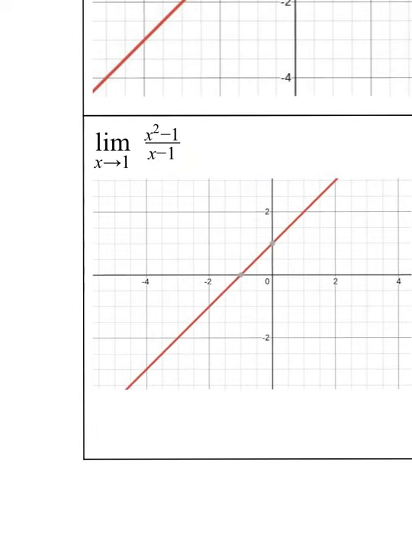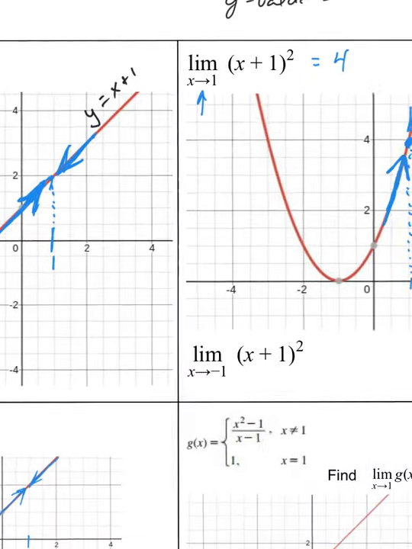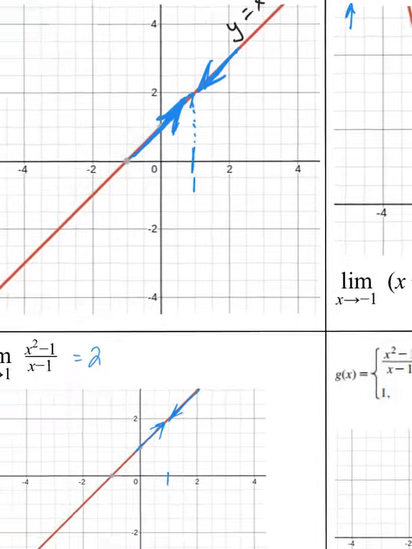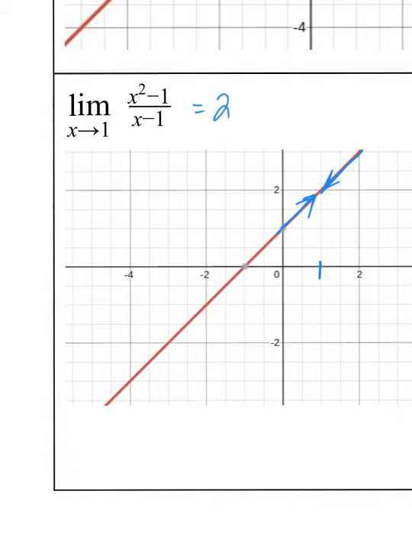Again, here is the picture of x squared minus 1 over x minus 1. Again, we're looking for when x approaches 1, what y value are we approaching? And you can see that we're approaching 2. Now, you may question this one. With the first one, it's clear that y equals x plus 1 is a line, and y equals x plus 1 all squared is a parabola. But why is this rational function making a line?